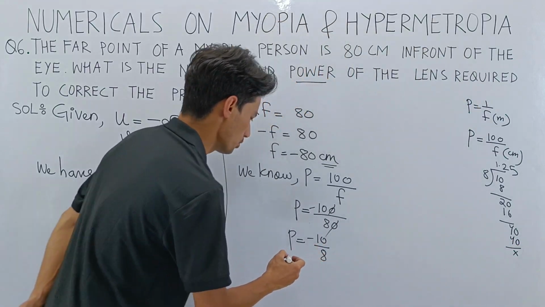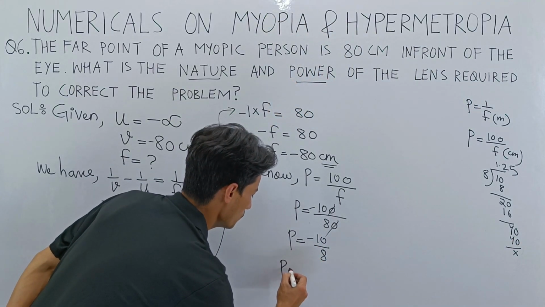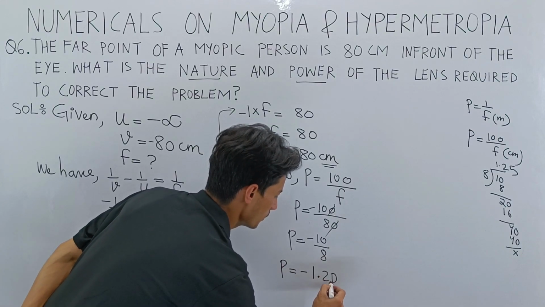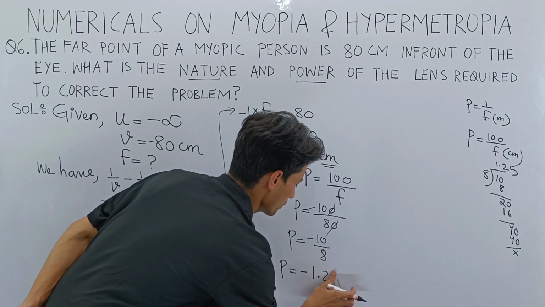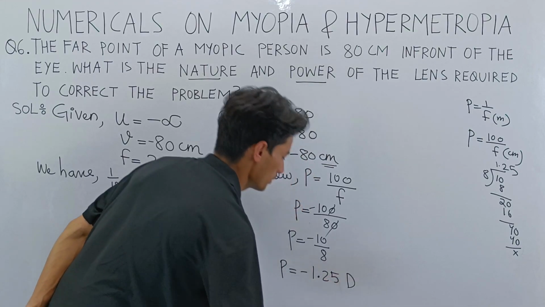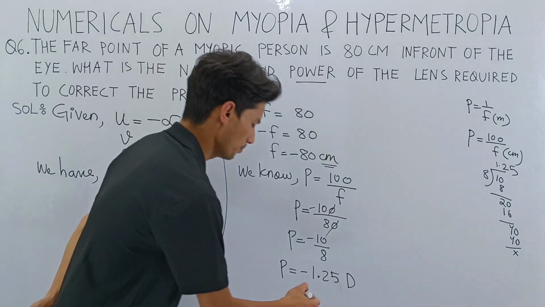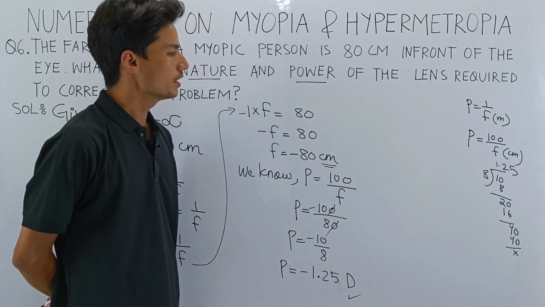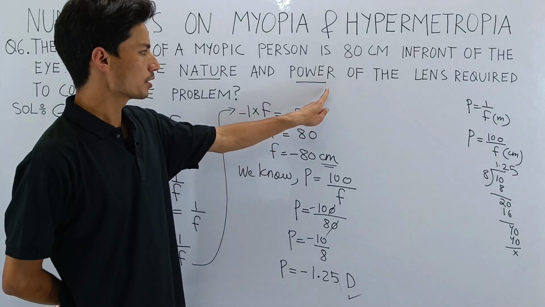We are getting the answer to be P is equal to minus 1.25. Okay, diopter, D. So this is the value of P. Power we have found: minus 1.25 diopter. So we have just found the power.